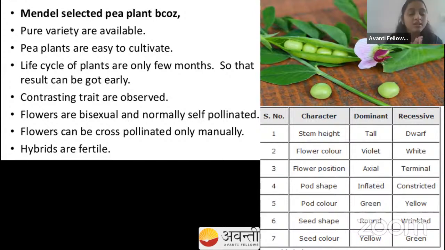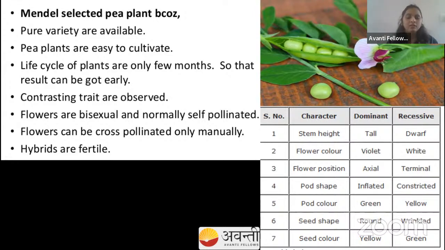Then coming to the flowers: the flowers are bisexual. Bisexual means what, guys? In a single flower, both the male reproductive organ and the female reproductive organ are present. Remember, in the bisexual flower, yes, Nandish, correct. In a single flower, both male and female reproductive organs are present, so we call that bisexual. In a unisexual flower, the male flower is different and the female flower is different.